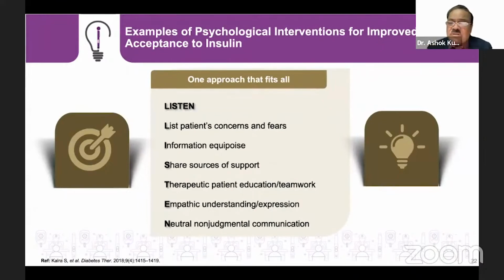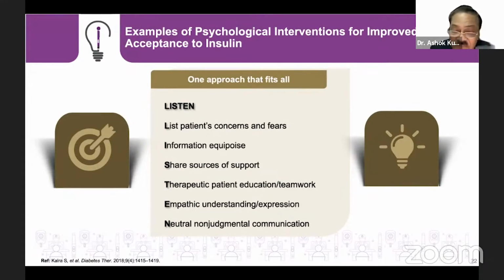But one of the most important psychological interventions for overcoming this is a mnemonic called LISTEN. L: list the patient's concerns and fears, and give them information which is absolutely correct and equipoised, not more, not less. I: share the sources of support, where you can get support when we start insulin, and I'm the number one to support you. T: therapeutic patient education for insulin, and teamwork. We need a team, tools and training, and then we can take care of insulin injections for people.